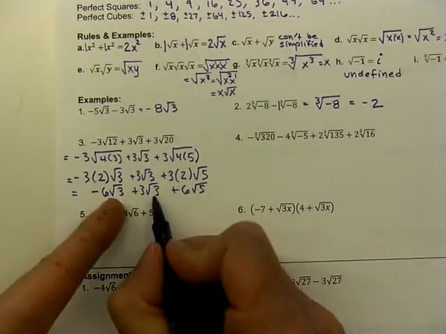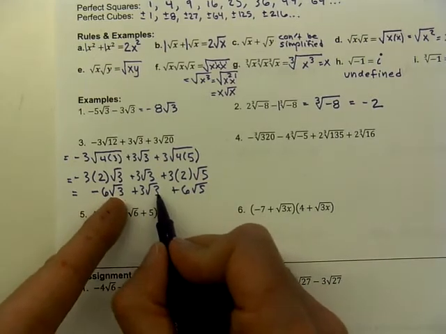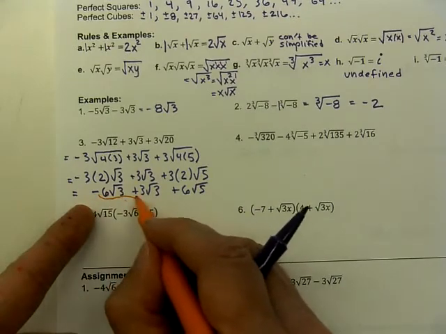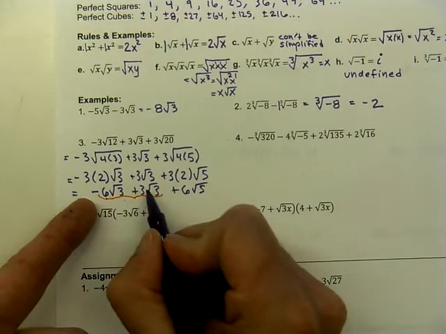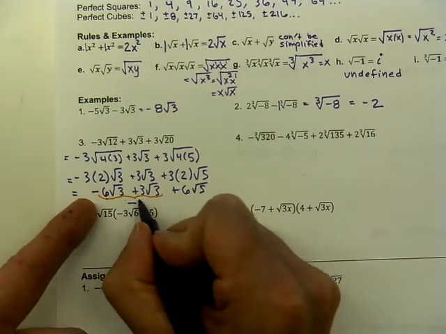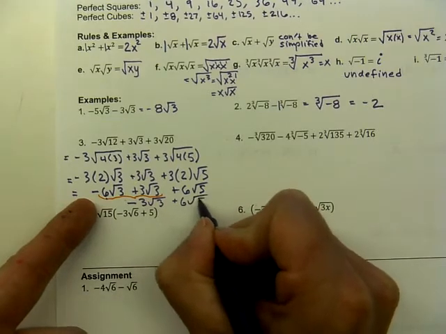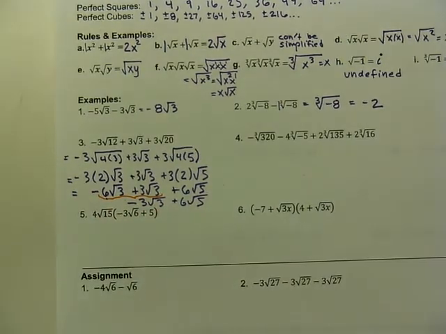Now you can see we do have like terms because these first 2 terms have the same radical with the same value inside. They both have root 3's. So these can be combined. The third one cannot. So we have -6 of those root 3's increased by 3 of those root 3's. That turns into a -3 root 3 plus 6 root 5. And that's the final answer. We cannot combine those because they have different values under the radical.